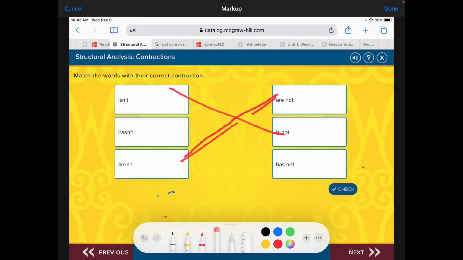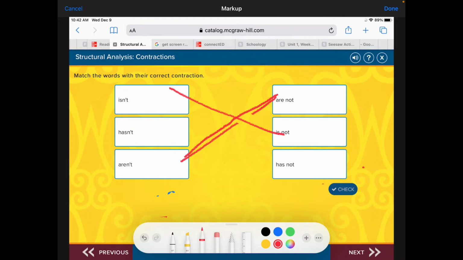Look at the two words. Has not. Kate has not had her cake. Kate hasn't had her cake. Hasn't.